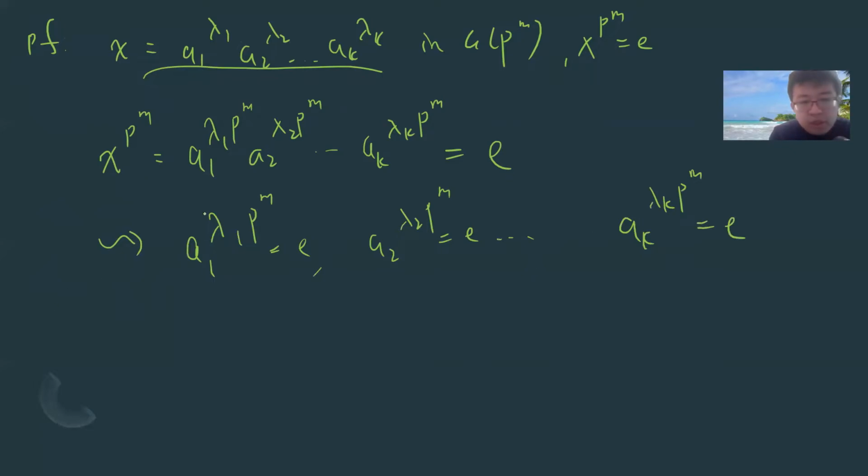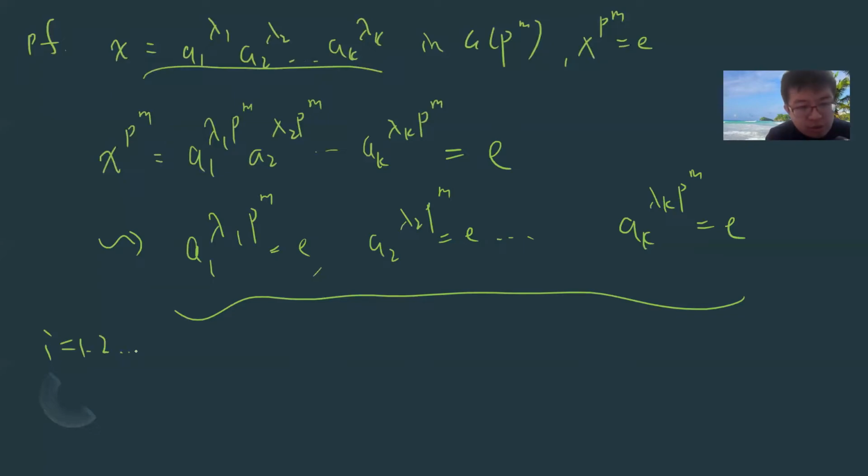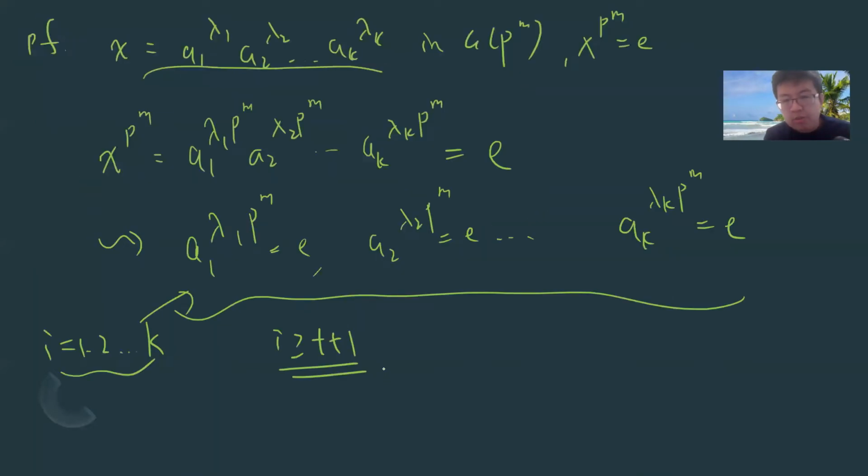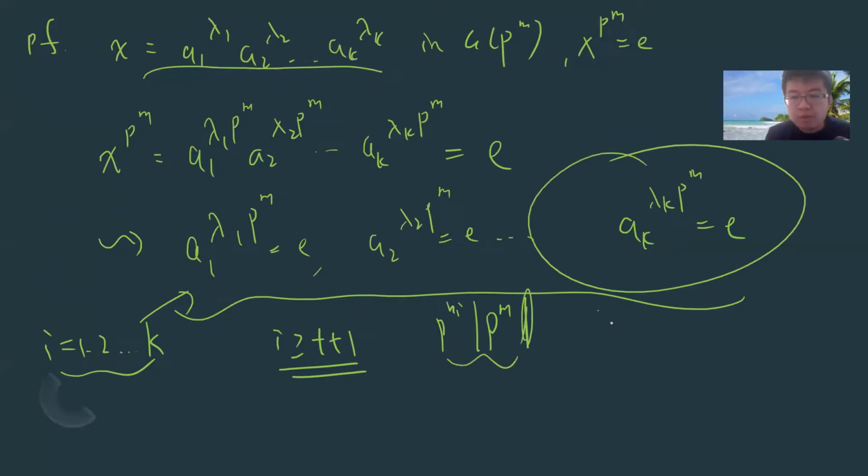So this is a condition, and for each i you get some condition. Let's consider i from 1 to k. If i is greater than t+1, what it means is that you are in this region. Then p to the Ni already divides p to the M, so everything becomes trivial. These are all conditions that I don't need to worry about, because it must be the identity.